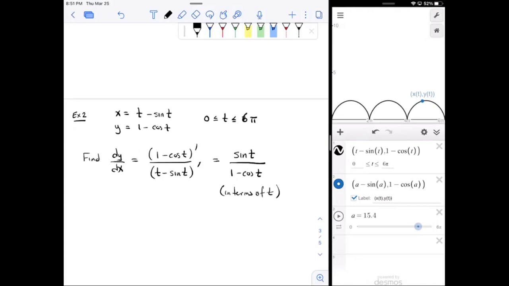I'm not going to do it here in this video, but I hope you'll stop the video and ask yourself, where are the tangent lines horizontal? You can see over there in the picture that they'll be horizontal every so often. It's a periodic function. Where are the tangent lines vertical? Are there values of t that make the cosine t equal to 1, so the denominator is 0, but the sine of t isn't 0? You can check out those values.